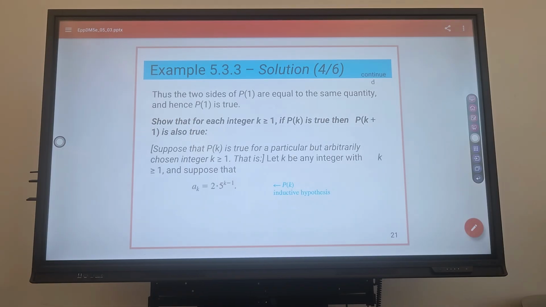So the P1 are equal to the same quantity. Now show that for each integer k greater than or equal to 1, if P of k is true, then P of k plus 1 is also true. Suppose that P of k is true, let k be any integer with k greater than or equal to 1, and suppose that a sub k equals 2 times 5 to the k minus 1 is true. That's the inductive hypothesis.